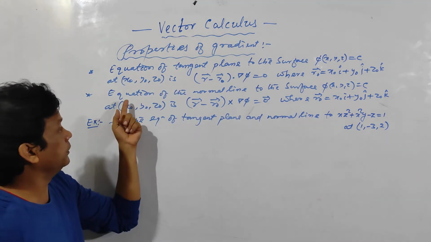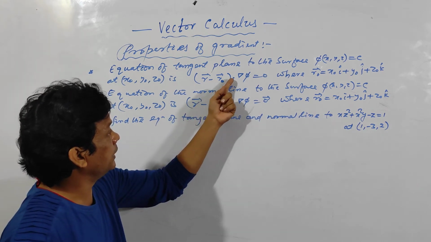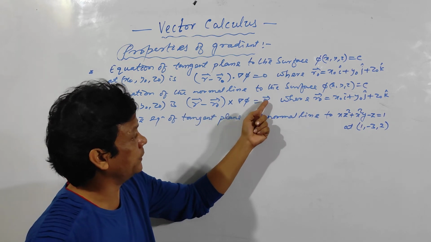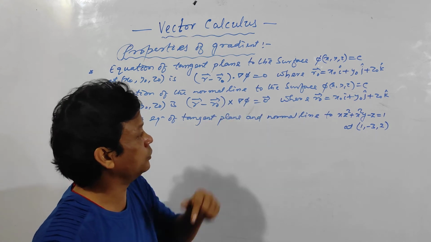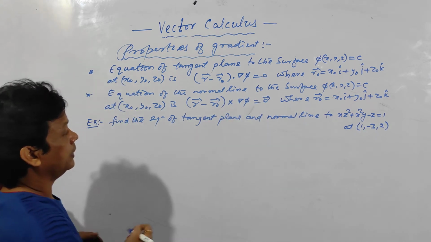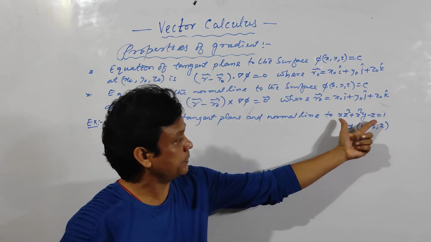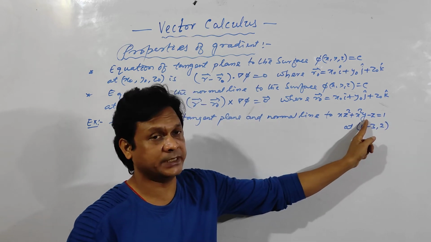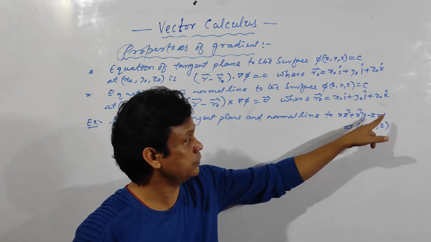And the equation of normal line is simply, in place of dot, I have written cross. Since it is a cross product, I have written 0 vector. It is a dot product, so I have written 0. Since it is a cross product, so I have written 0 vector. Clear? And see here, you want to find out the tangent plane and normal line to the surface, this one. Here phi of xyz is this one. Don't take -1 to the left hand side, because my format is phi of xyz is equal to c. So here c is 1.